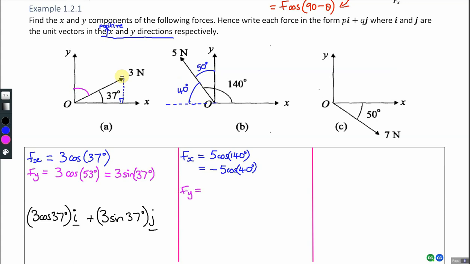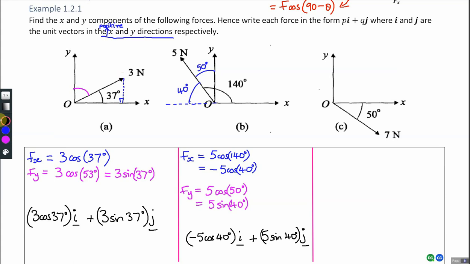For Fy, you could write down 5 and then cos of the angle you need to turn it through to point in the y direction. So 5 cos 50 degrees, that would be correct. If you had 5 sine 40, that is also correct, because cos 50 and sine 40 are the same. So we can now write the force in vector notation. And there we go, minus 5 cos 40 i plus 5 sine 40 j.